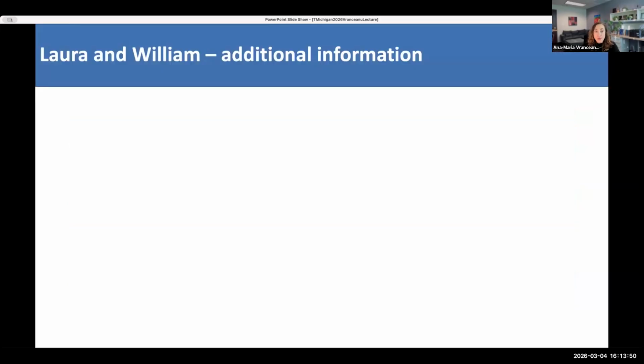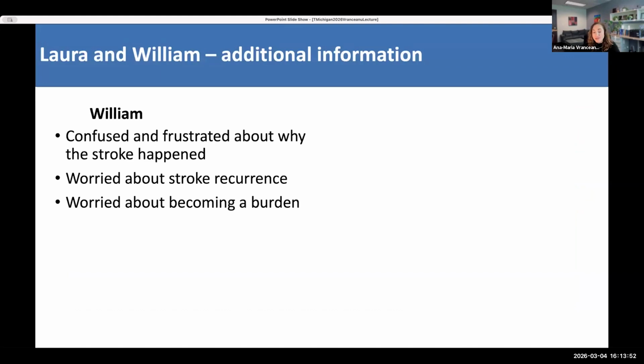My conversation with William and Laura showed that William was confused, and frustrated about why the stroke happened. He expressed many worries about stroke recurrence, about being a burden on his family, and about not being able to help his son with his new baby. He had taken care of his parents and did not want this for his wife and family. Again, he didn't want to be a burden.